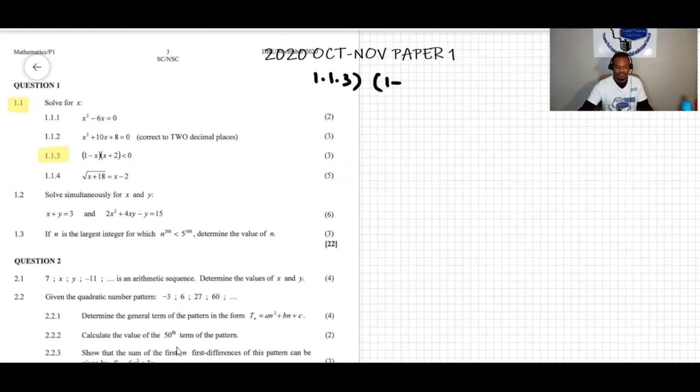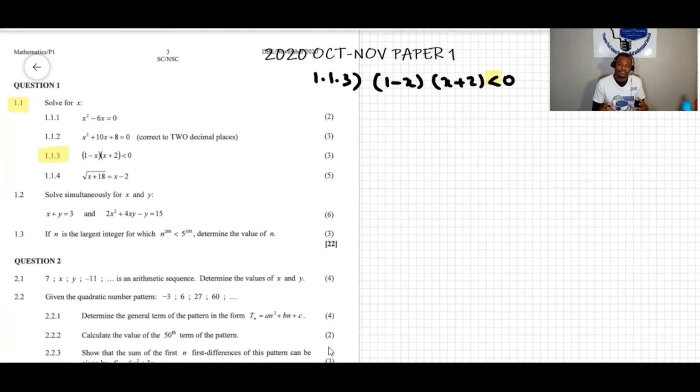1.1.3. We have 1 minus x times x plus 2 is less than 0. Okay, so this is a case of an inequality. For inequality, unlike equations, the solutions are not fixed answers. Solutions are over a certain interval.